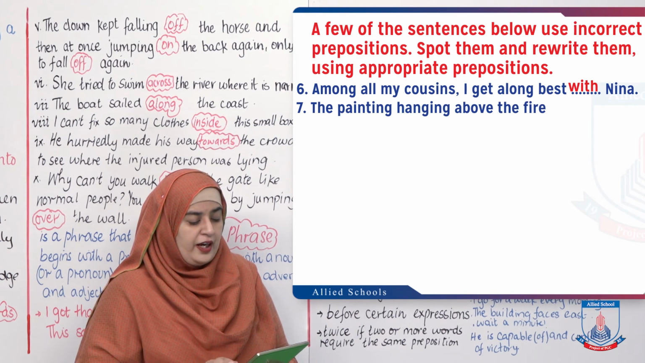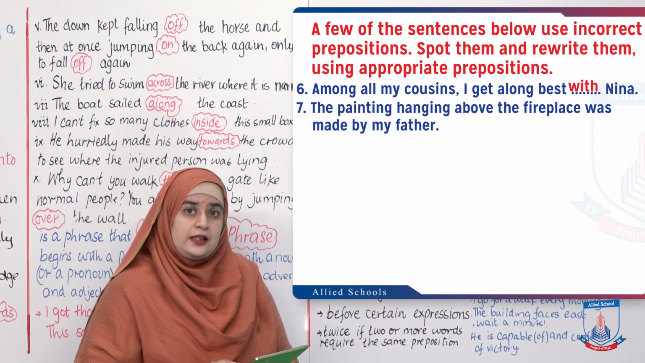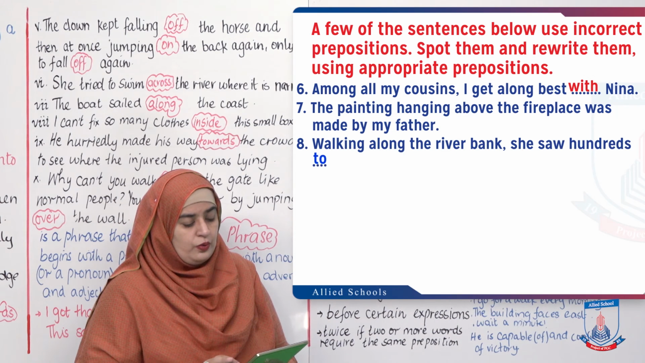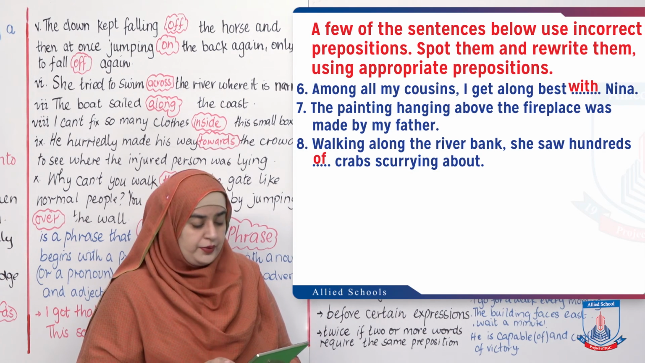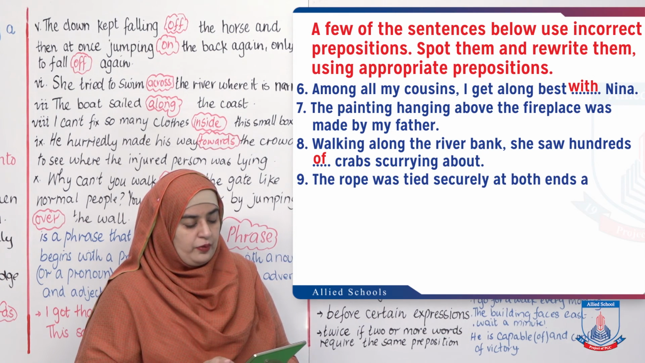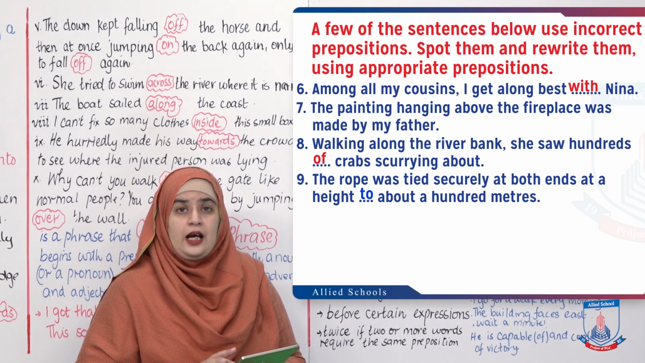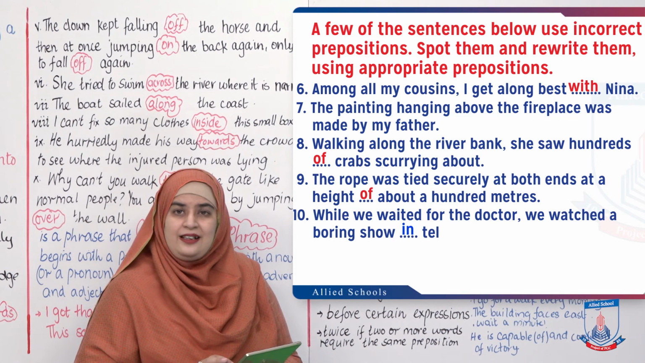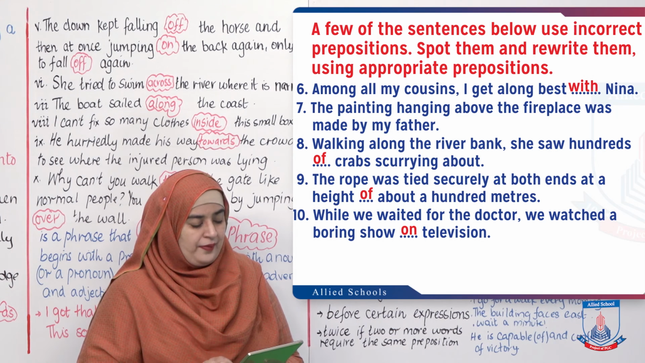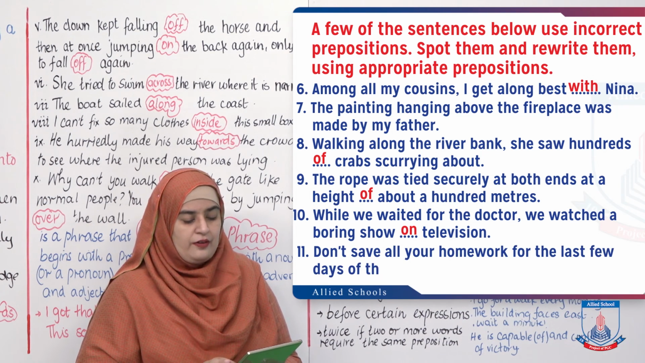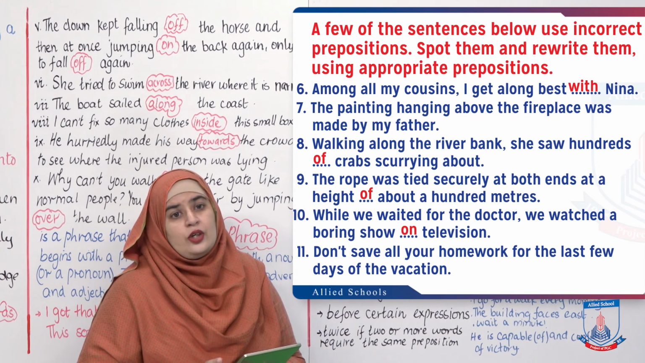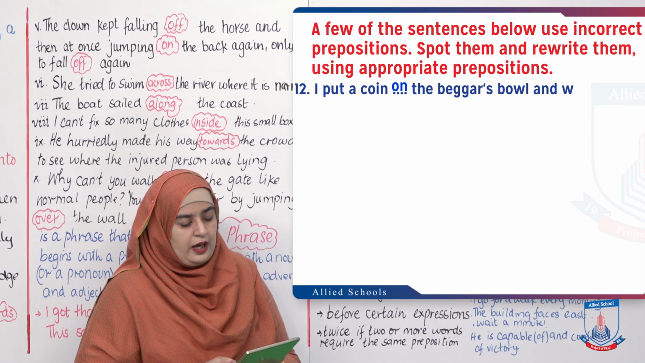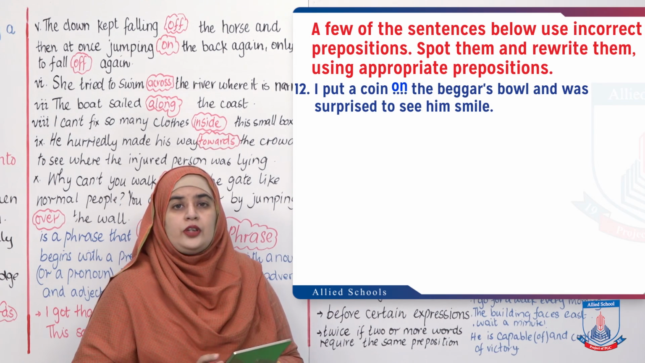The painting hanging above the fireplace was made by my father is a correct sentence. No incorrect preposition placed in this sentence. Walking along the river bank, she saw two crabs scurrying about. Hundreds of crabs. The rope was tied securely at both ends at a height to about 100 meters. Height of about 100 meters. While we waited for the doctor, we watched a boring show on television. Don't save all your homework for the last few days of the vacation is an entirely correct sentence. No incorrect preposition placed in the sentence. And the last is, I put a coin on the beggar's bowl and was surprised to see him smile. I put a coin in the beggar's bowl.